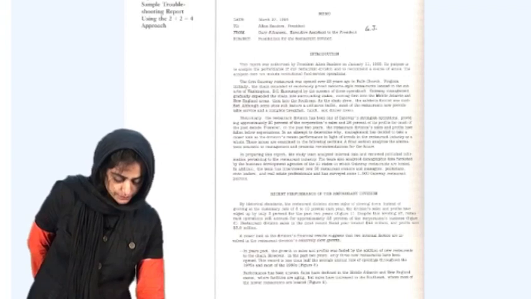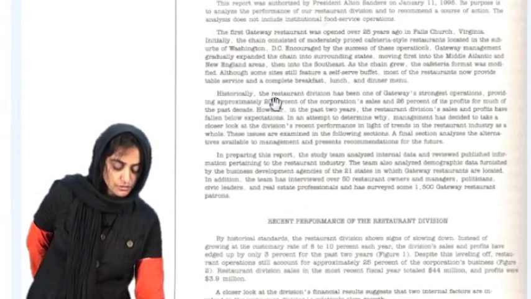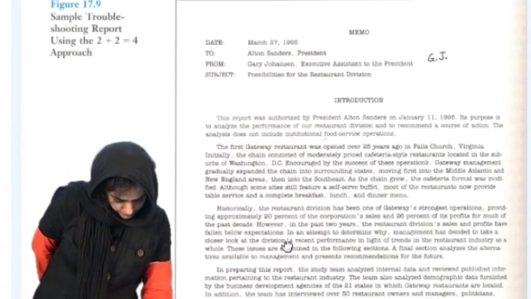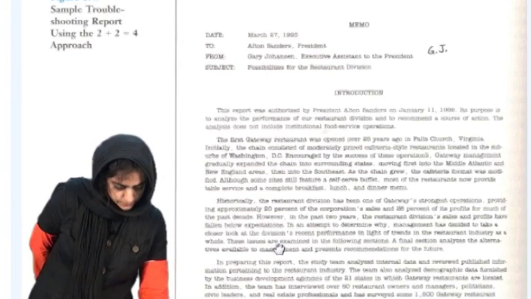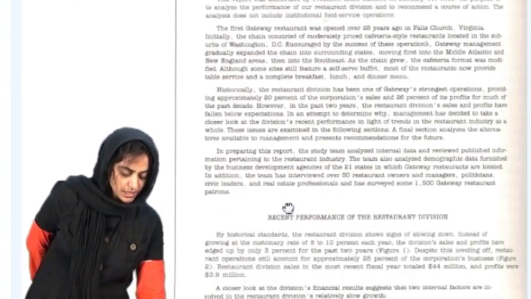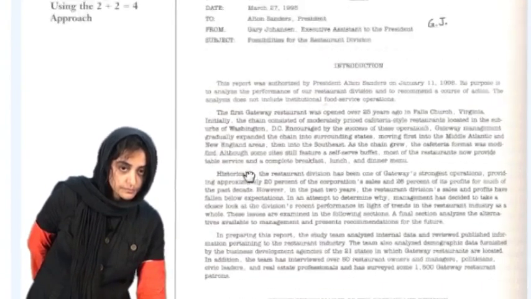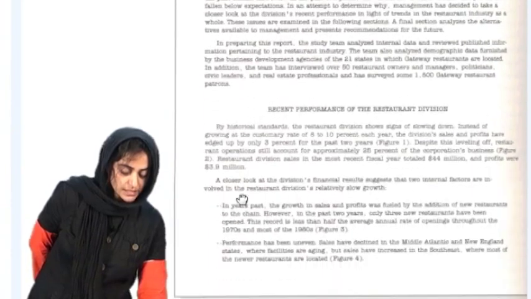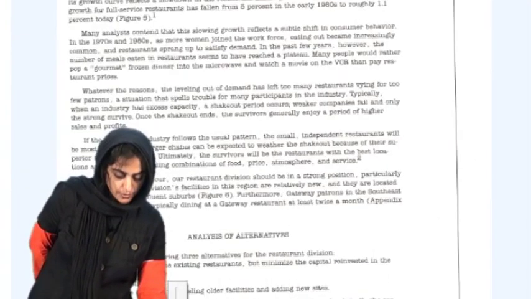Dear students, this is the first page of the report by Mr. Johansson. Kindly have a look. I'm scrolling it down and up. The first page of the report. Analytical report by Mr. Johansson, in which he is trying to analyze the restaurant business. This is the second page here.